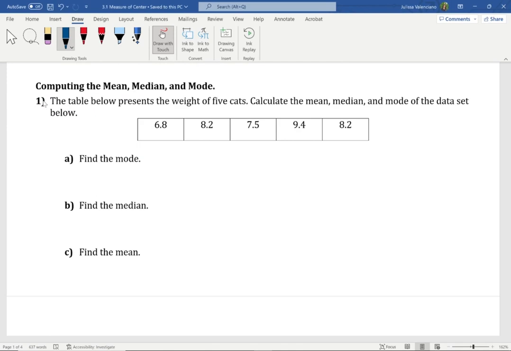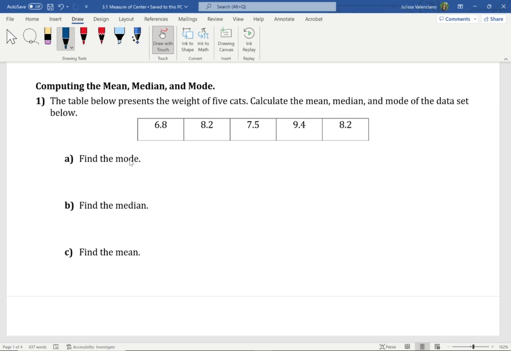For the first exercise here, we're going to compute the mean, median, and mode. The table below presents the weight of 5 cats. Calculate the mean, median, and mode of the data set below. So how many values do we have here? We have 5 data values. The size of this sample is 5.